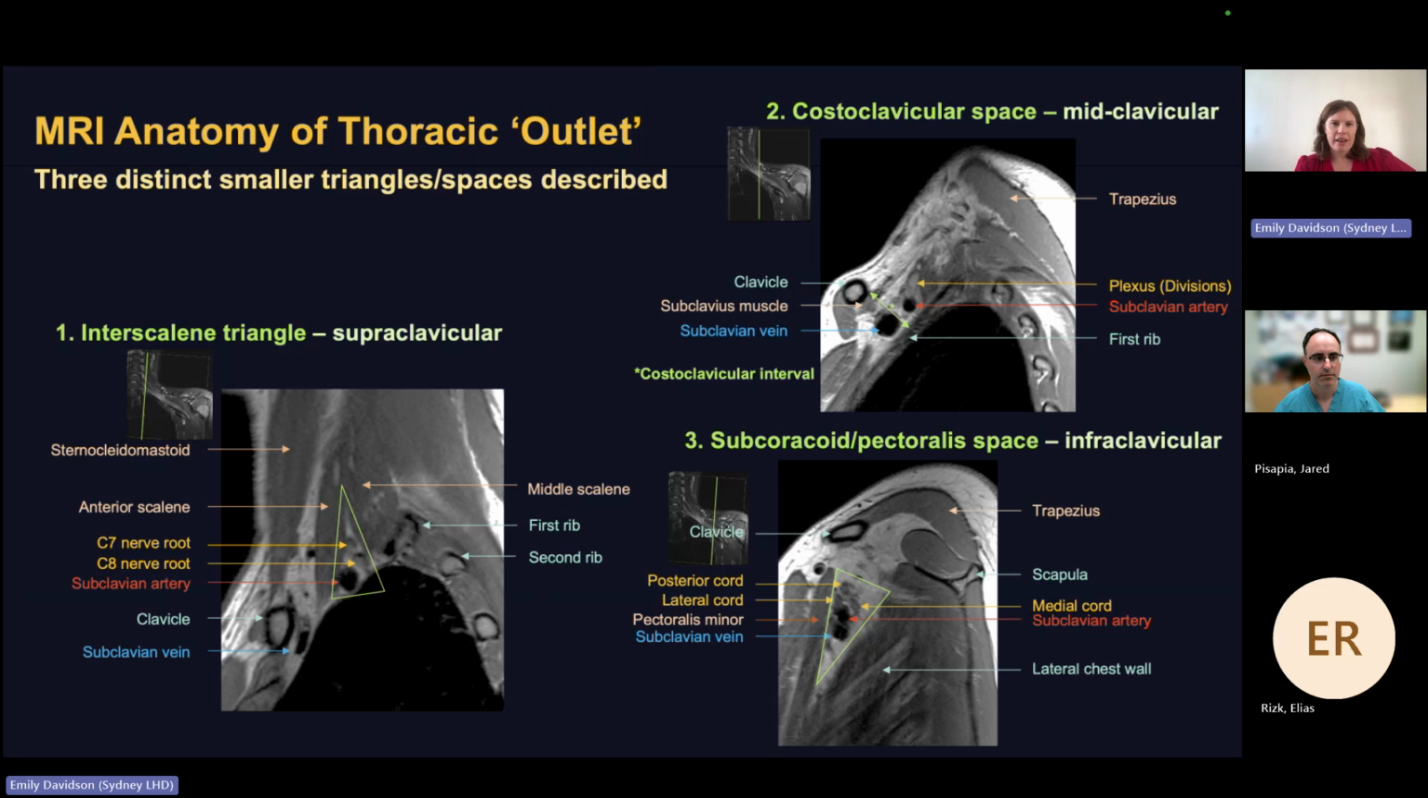It's helpful to understand the anatomy of the thoracic outlet, and we like to divide it into three zones. We've got the supraclavicular or interscalene triangle formed by the scalenus anterior and medius. We've got the costoclavicular space at the level of the clavicle and the first rib, and the subpectoral space formed by the pec minor and the chest wall.